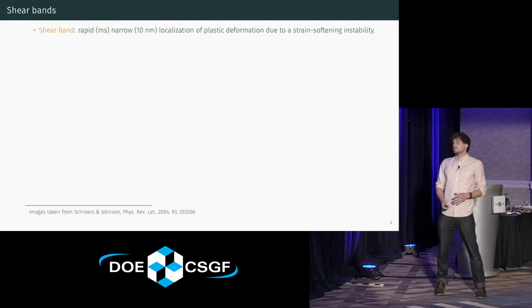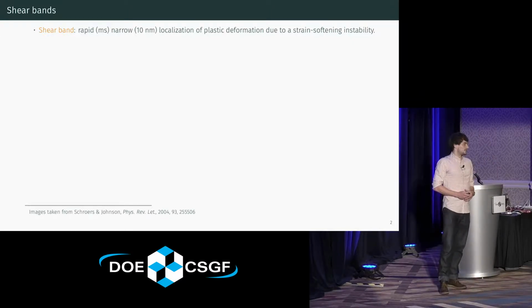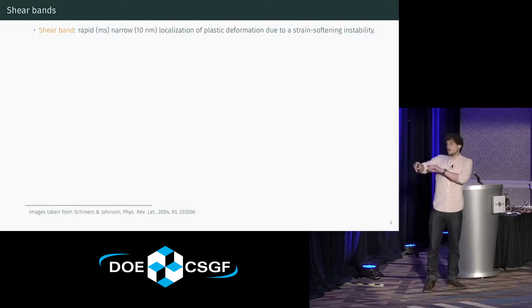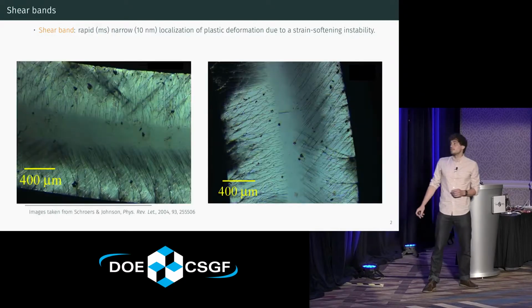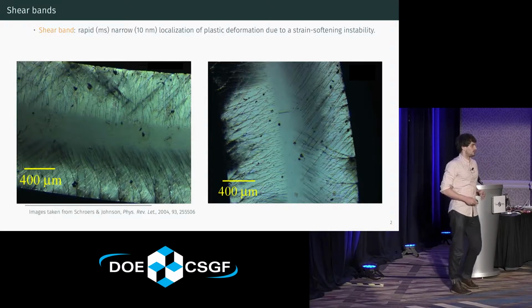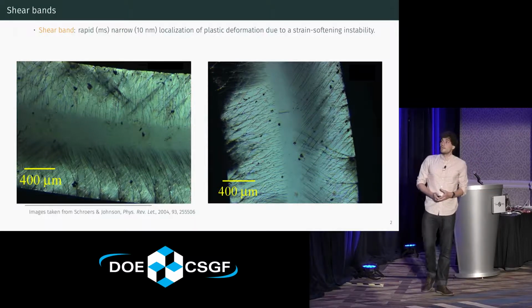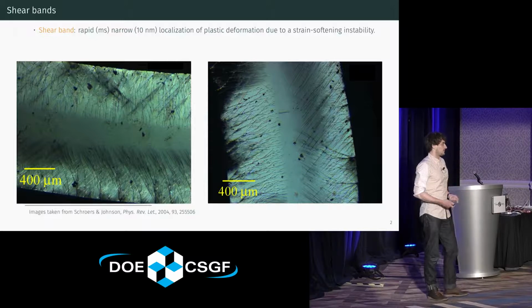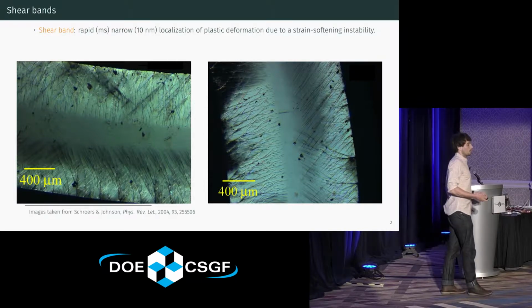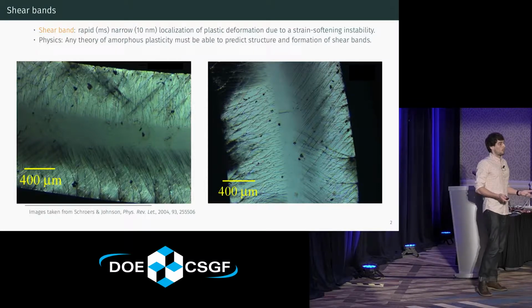Here are some experimental images of shear banding in metallic glasses under compression testing, where you can see all these thin little bands propagating across the material, and these lines are basically just where the material is about to fail. So shear bands are pretty interesting from two perspectives. One is fundamental physics. At the moment, we actually do not have a generally accepted theory of amorphous plasticity, the microscopic origins of amorphous plasticity.